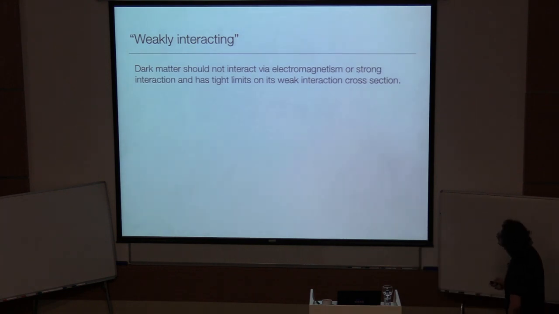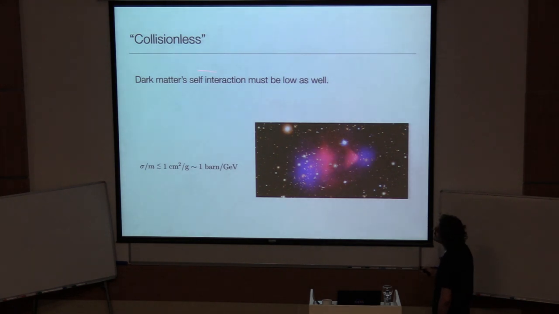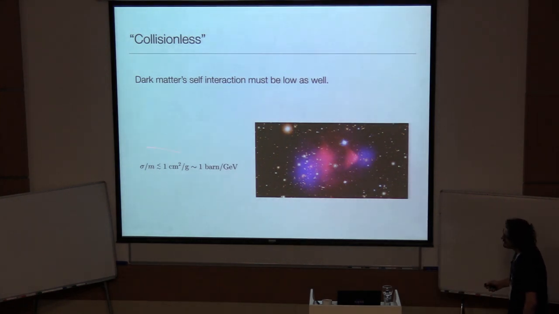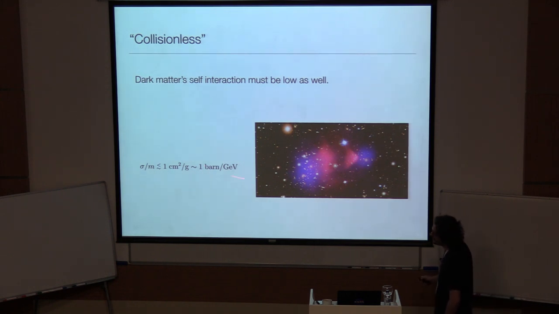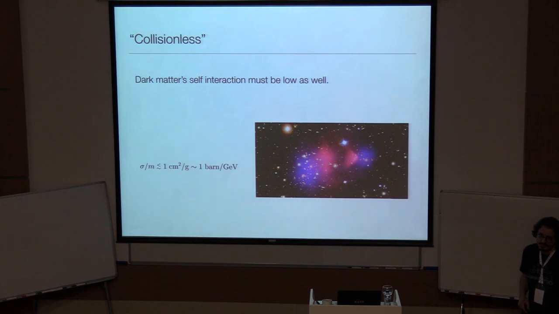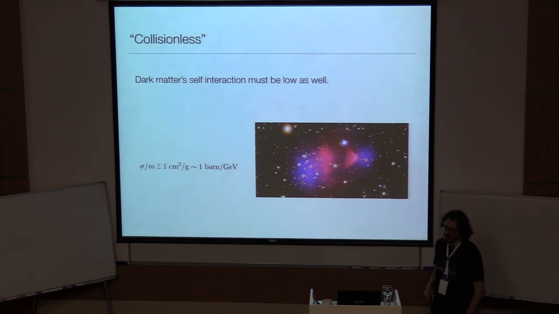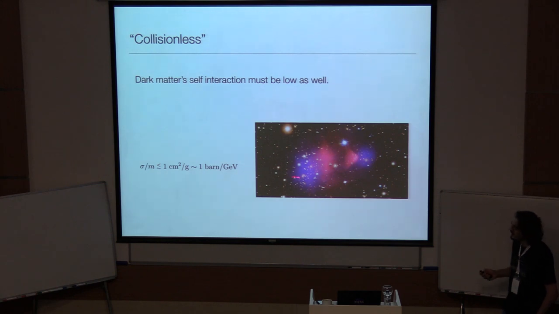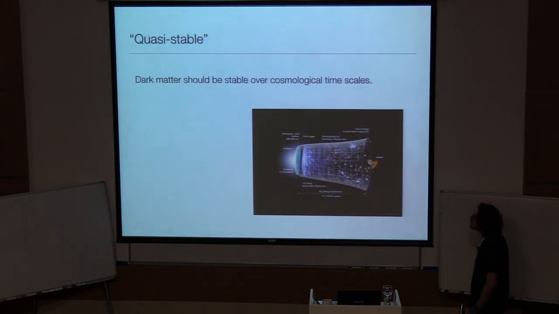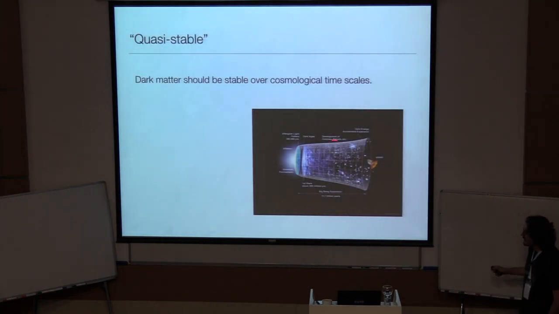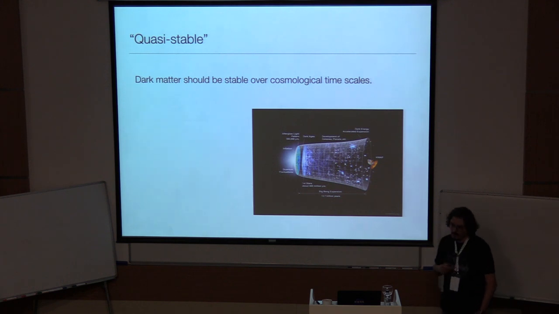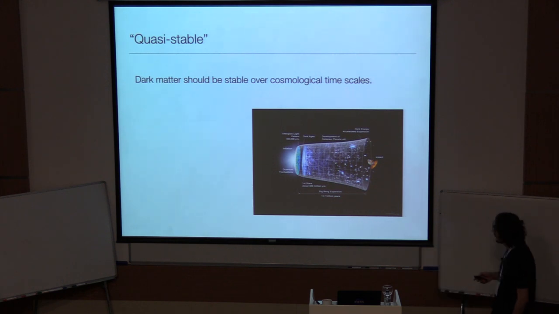And I also mentioned weakly interacting. I'll pass on that. The self-interaction must be low for the same reason. Just to quote a number, a very useful number to remember is about a barn per GeV for the cross-section you allow. Anything lower than that is fine, but anything larger than that, you start not producing the bullet cluster. That's no good. And it must be quasi-stable for reasons I mentioned. So we sit here at the moment. That's the epoch of recombination, and that's basically inflation. Dark matter can essentially decay anytime in between, but it shouldn't completely decay, at least by now. Otherwise, it wouldn't solve the dark matter problem.